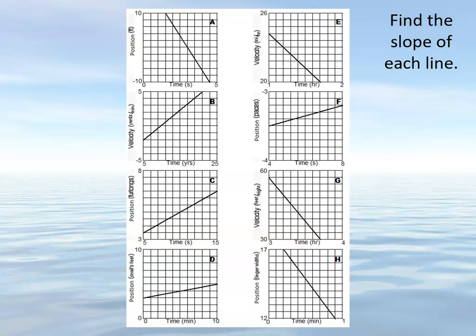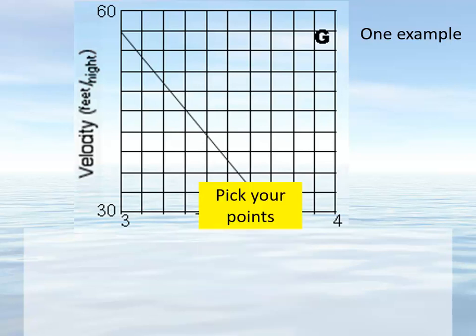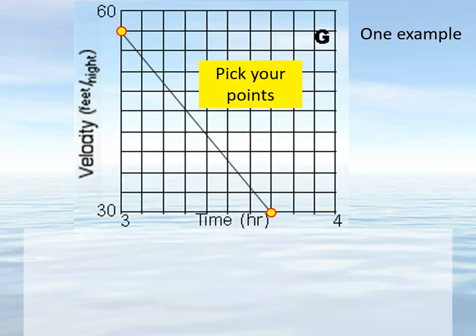Now, let's go through an example of just finding the slope of one of these line segments. Let's look at line segment G. So in line segment G, how do we find the slope? How about we take 2 points that are far away from each other and on easy to identify points on the graph. In other words, how about these 2 points, the endpoints?